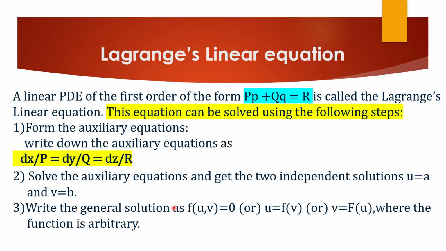And finally, we write the general solution in this form: f of u comma v is equal to 0, or u is equal to f of v, or that may be written in this form, v is equal to f of u. So now let's see how to solve these auxiliary equations.